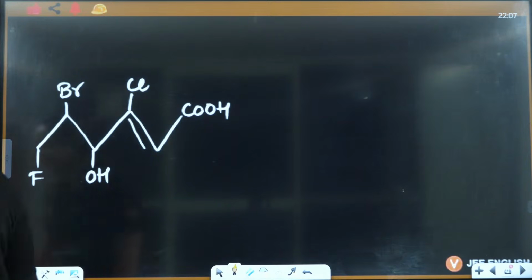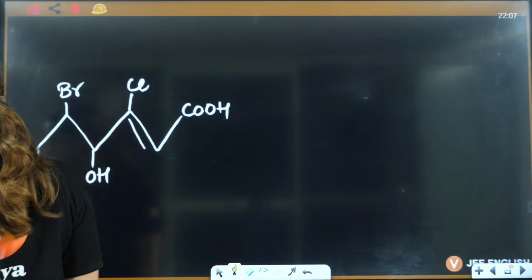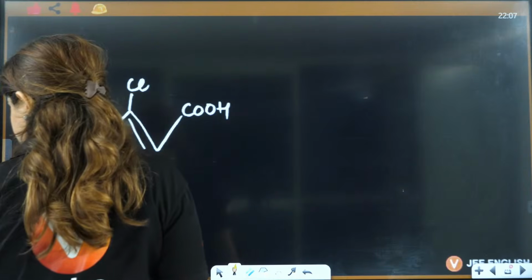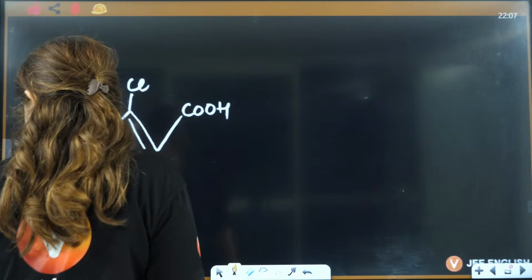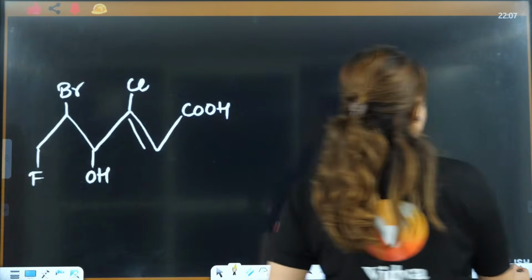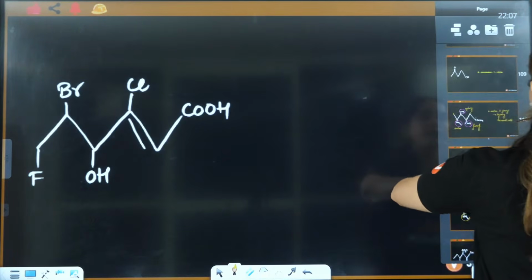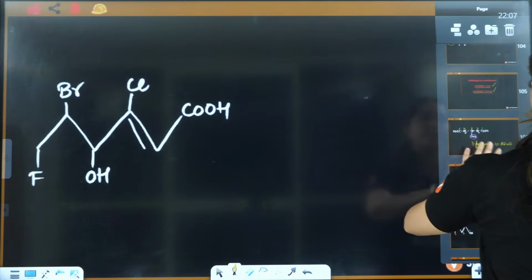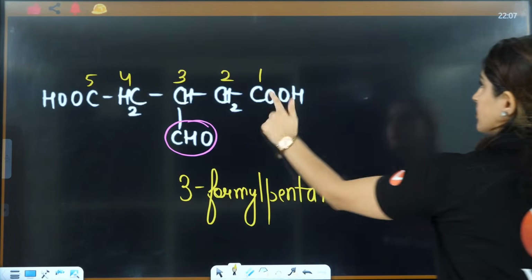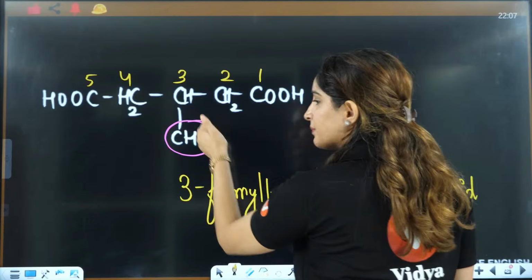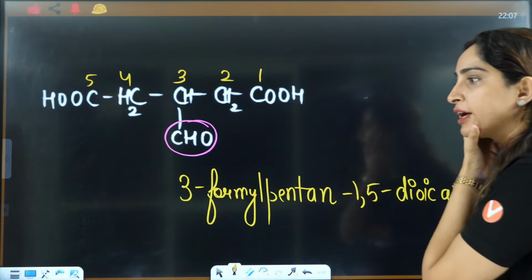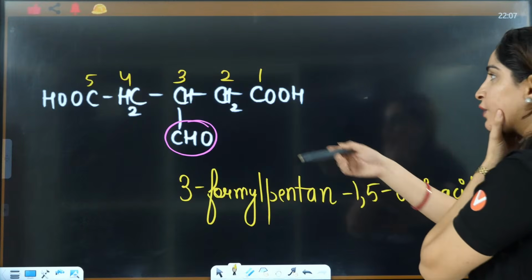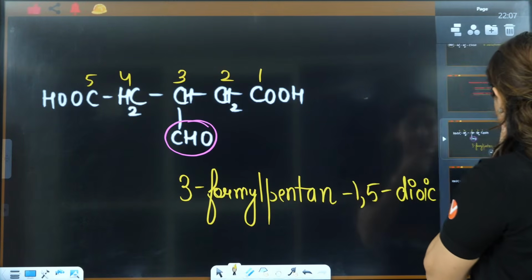This I have done here already. CHO, CH2, CH2, CH, CHO. That CHO will become the formyl group as a substituent. Okay, this we have done already. The thing that you are writing is same as this one.